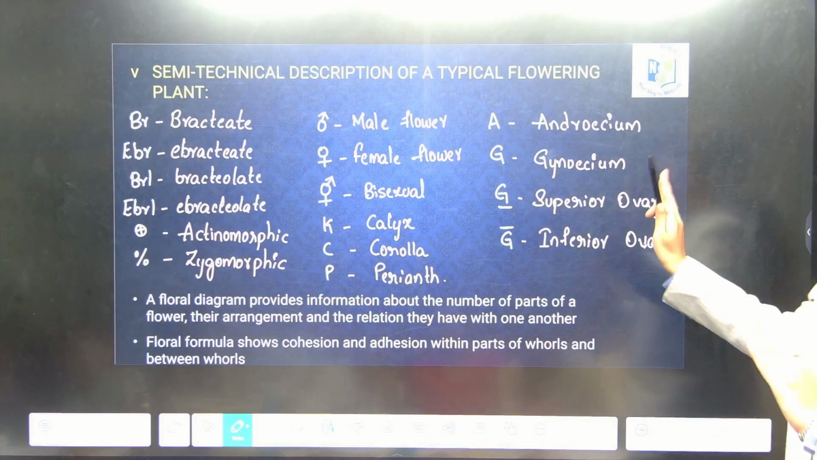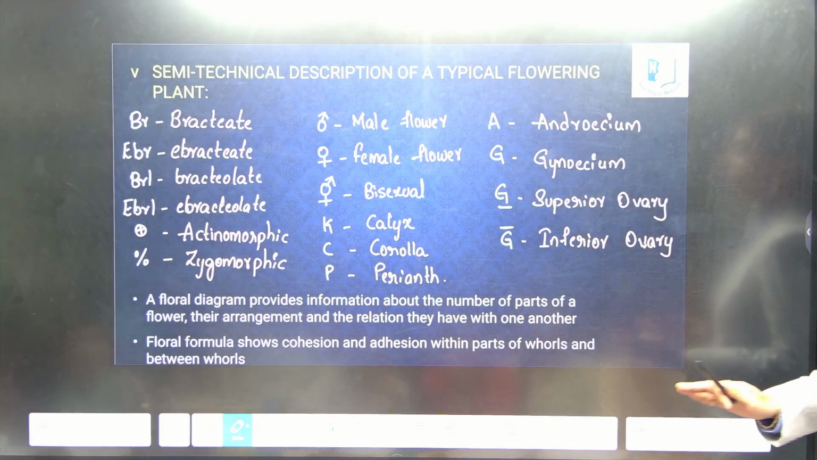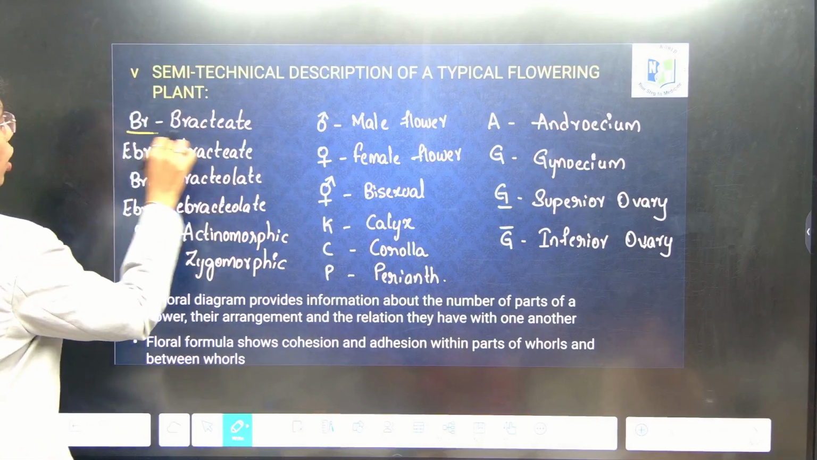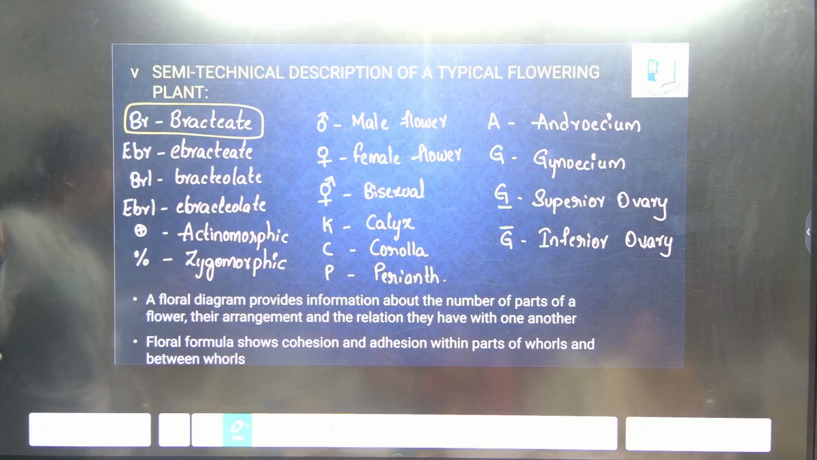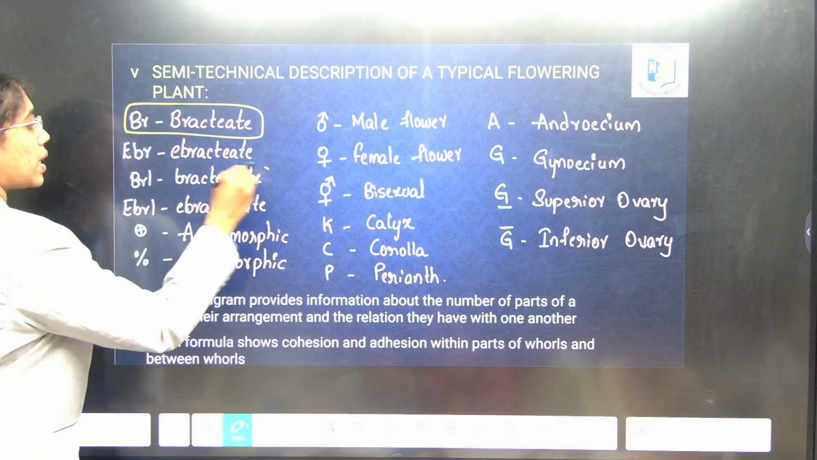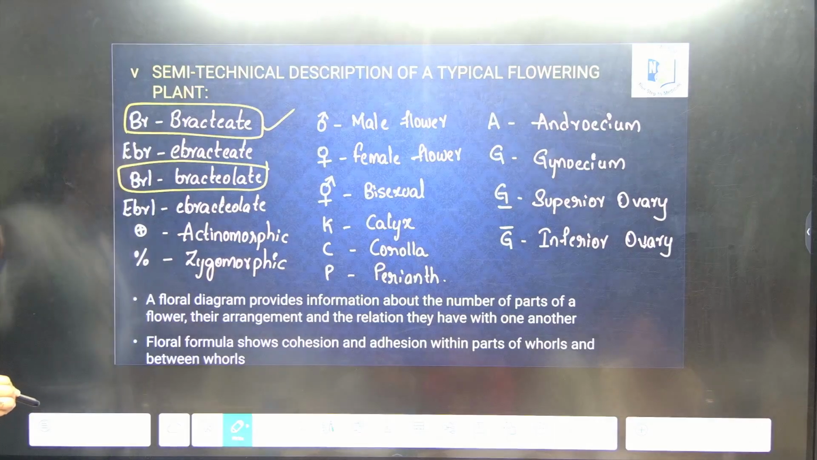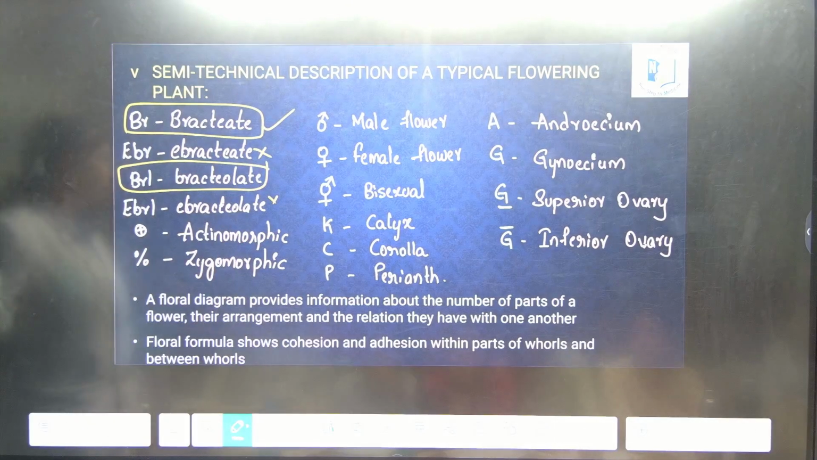Before learning the floral diagram, you should be clear on the semi-technical description. About bract and bracteolate, I told you. Small leaflet-like structures or bracts are present at the base of the peduncle. These are present at the base of pedicels. If they are present, it is bracteate and bracteolate. If they are absent, it is ebracteate and ebracteolate. And flower symmetry we have learnt.